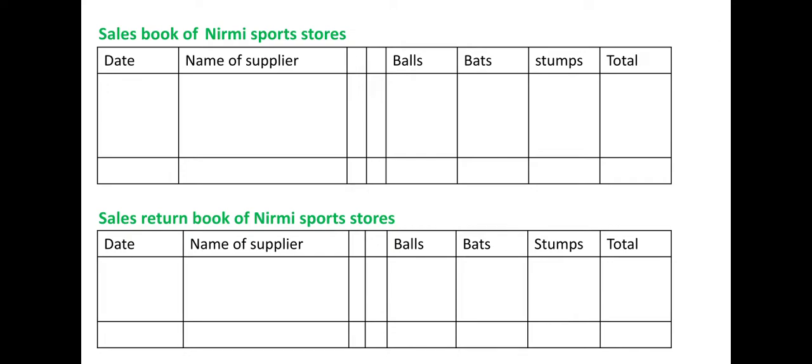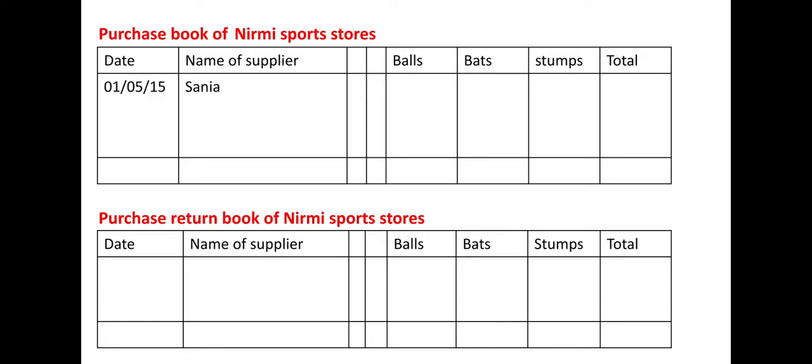Now let's start the sum, student. Let's start with the first question. Transaction dated May 1st. This transaction belongs to purchase book, so let's record that in purchase book. On 1st May, we are buying goods from Sania. Let's write down the date, 1st May 2015. The name of supplier who supplies goods to us is Sania. It means we are buying goods from Sania, so we can write her name.